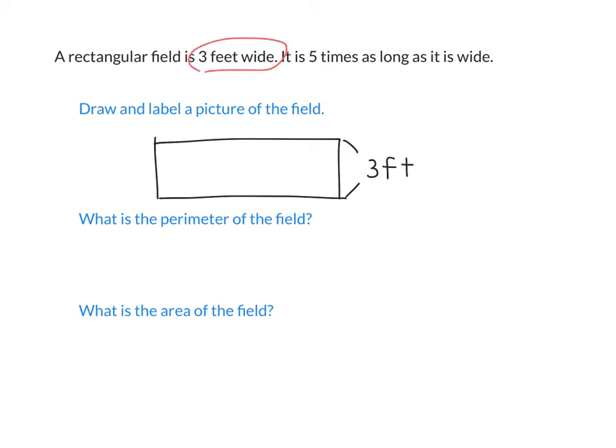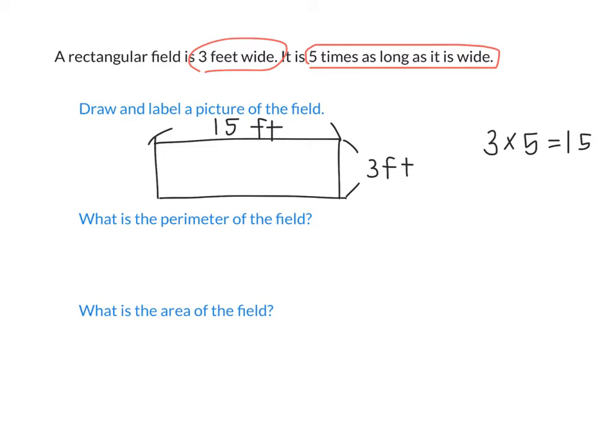Next, it says we don't know exactly the length, but it tells us that it is 5 times as long as it is wide. So if it is 3 feet wide and the length is 5 times as much of that, we just do 3 times 5 to find that the length is 15 feet. Pause the video to go ahead and draw and label a picture of the field.